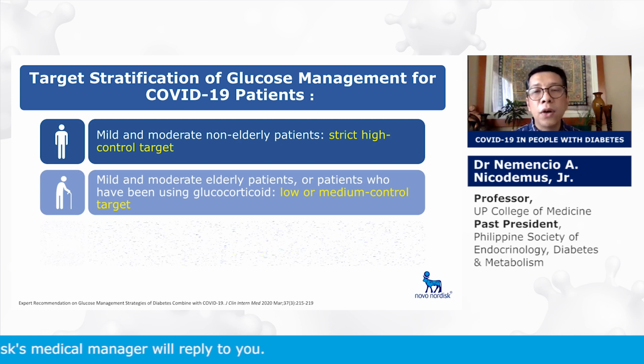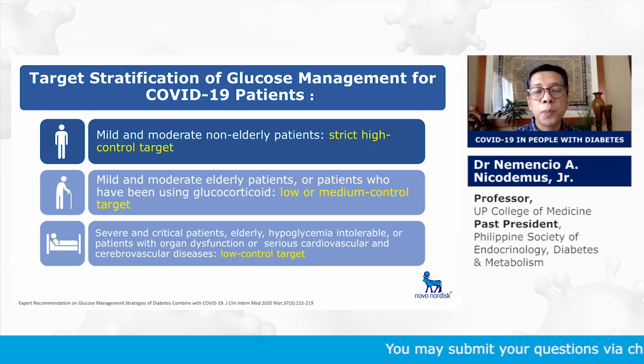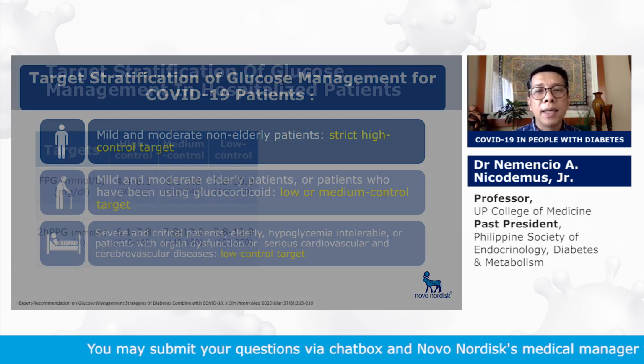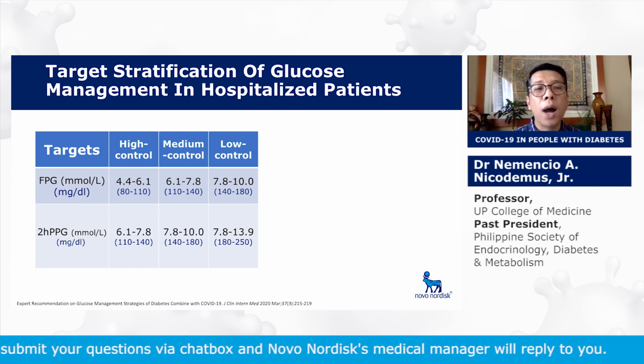And finally, for those presenting to us with severe and critical illness, particularly those elderly who are hypoglycemia intolerant or patients with multiple organ dysfunction and serious cardiovascular and cerebrovascular diseases, it is recommended to just put them on a low control target. What are these high control, medium control, and low control targets? This particular slide gives us the values that we must achieve among our patients.